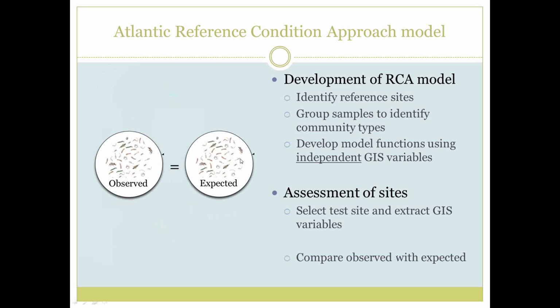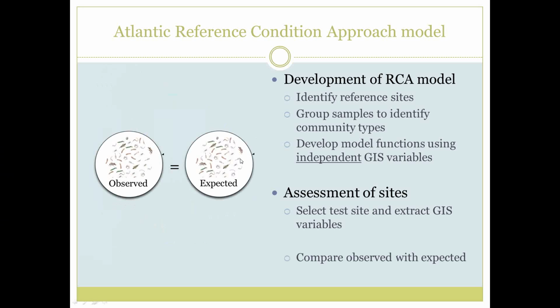Then quite simply, we send our sample off to a taxonomist who will identify and enumerate the taxa within the sample, and we can compare what we observe in the sample with what we expect. Quite simply, the end result is a ratio of observed to expected. The more that our observed community deviates from our expected community, the more that starts to raise a flag that there may be a potential impact.